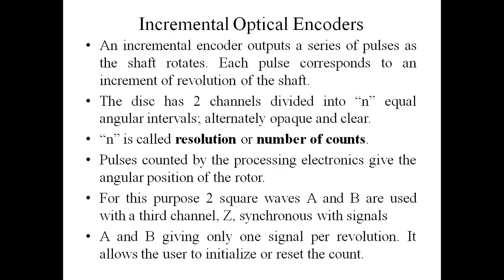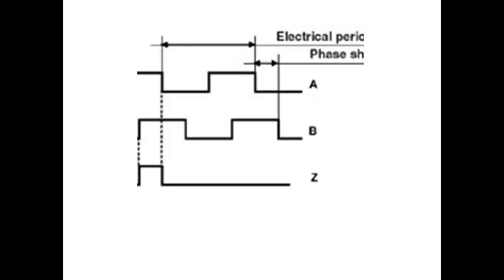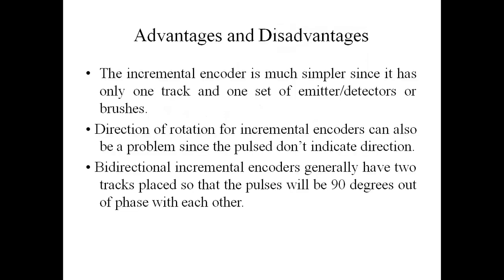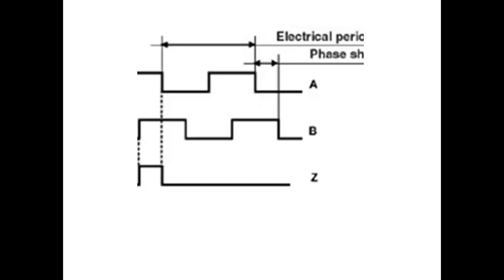Channel Z gives only one signal per revolution, which allows the user to initialize or reset the count. This is the output of an optical encoder, with phase A, phase B and phase Z. When a disk with an optical pattern revolves along with the shaft, the light passing through the slits is transmitted or blocked accordingly. The light is converted into an electrical current in the detector elements corresponding to each slit, and the output is two square waves.